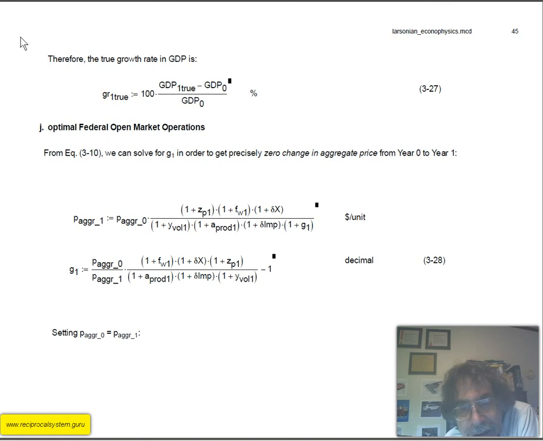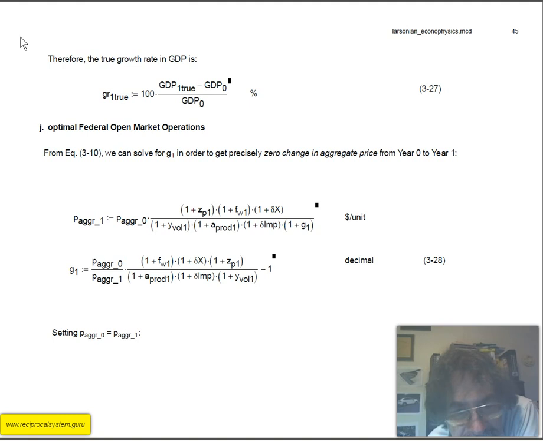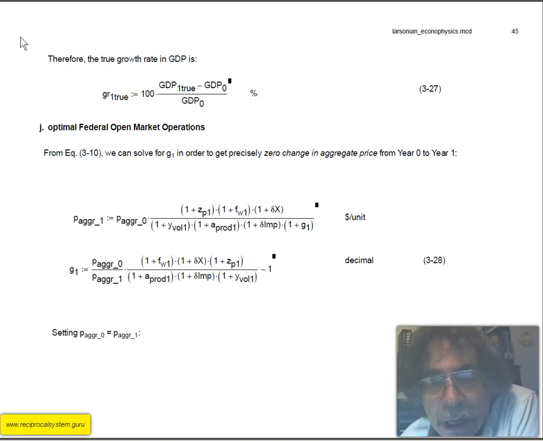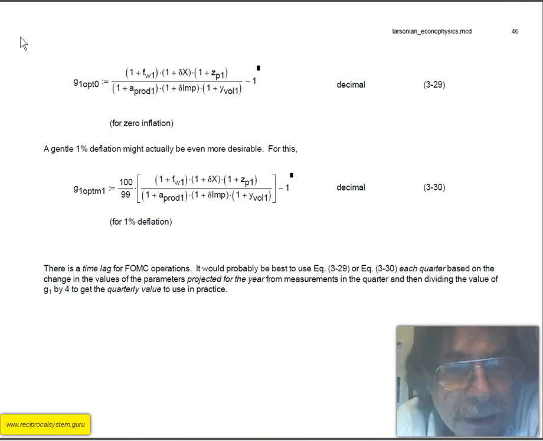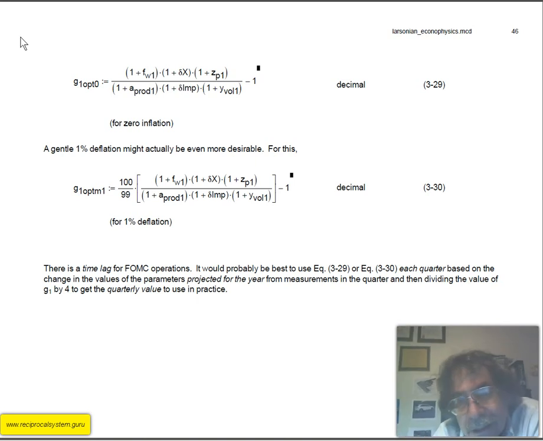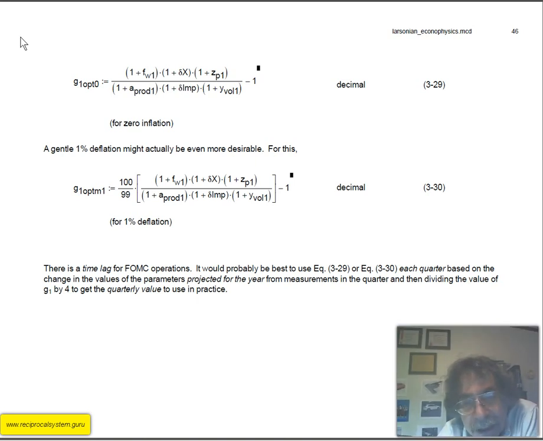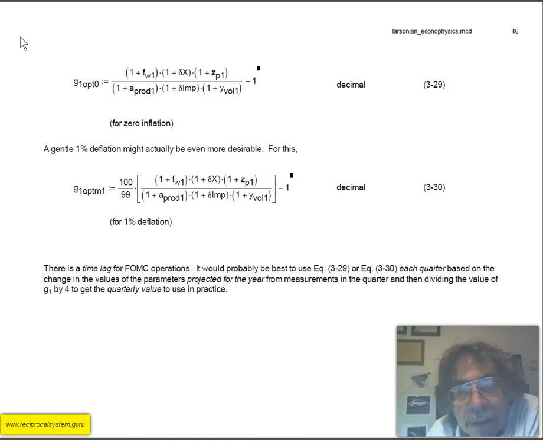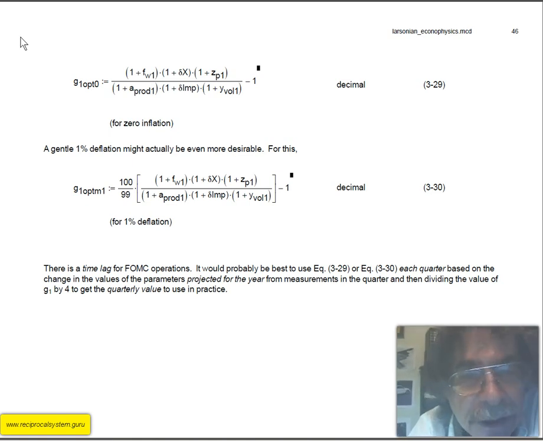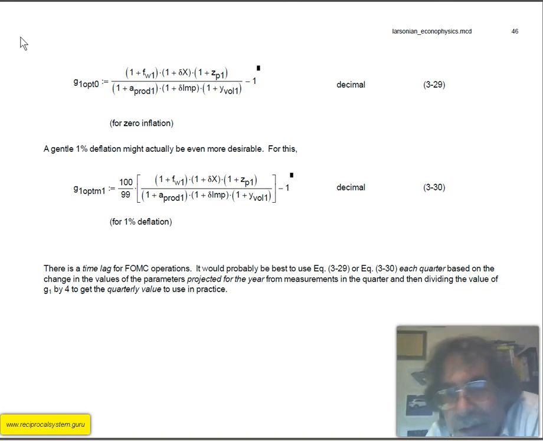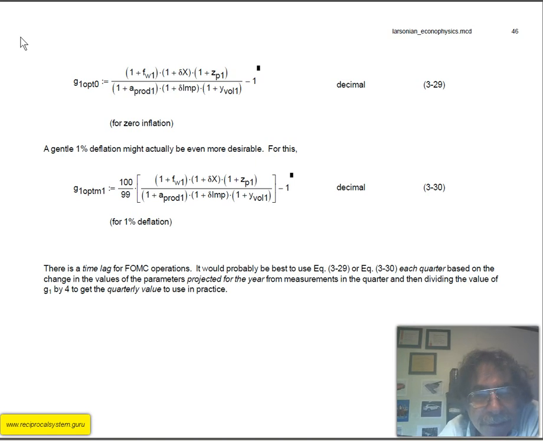In order to set P sub aggregate 0 equal to P sub aggregate 1, which means 0 inflation, then G sub 1 optimal of 0 is equal to this factor: 1 plus FWT times FW1 times 1 plus delta X times 1 plus ZP1 divided by 1 plus A prod 1, 1 plus delta import times 1 plus Y. I'm going to stop using the word sub there.